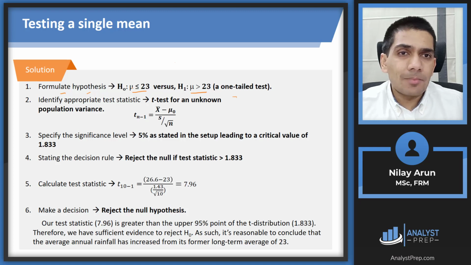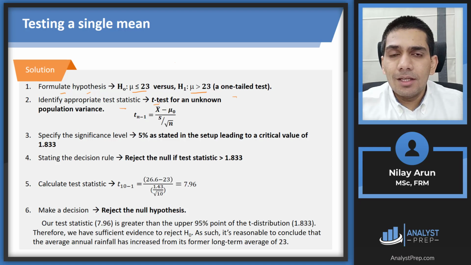Now let's move on to the next step. We need to identify the appropriate test statistic. Since we are testing a single mean and we don't know what the population variance is, we will go in for a t-test. Which test we are going in for and which test statistic we have to use is going to change depending on the test that we are trying to conduct. In this case, it is the t-test, and that's our t-statistic, that's the formula, but that's not going to remain the same all the time. If we are testing for the variance, then we're not going to use this. We are going to use the chi-square distribution instead.